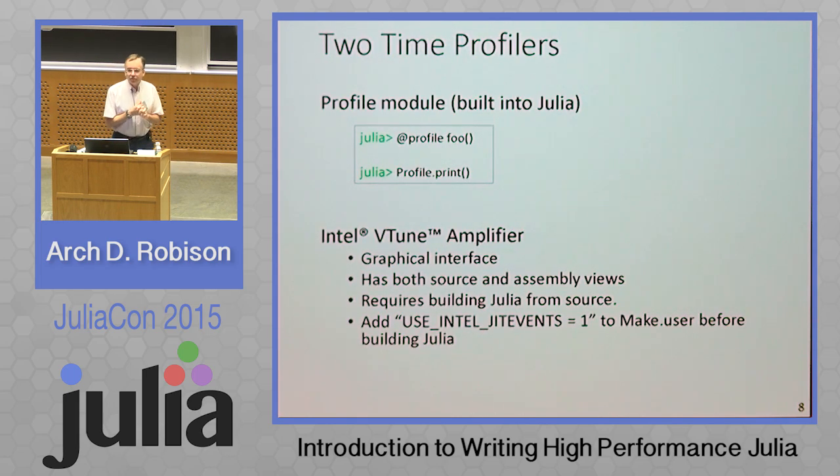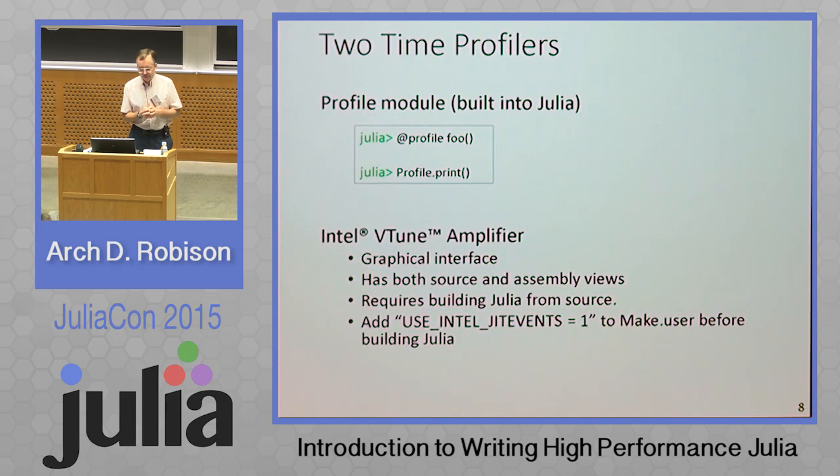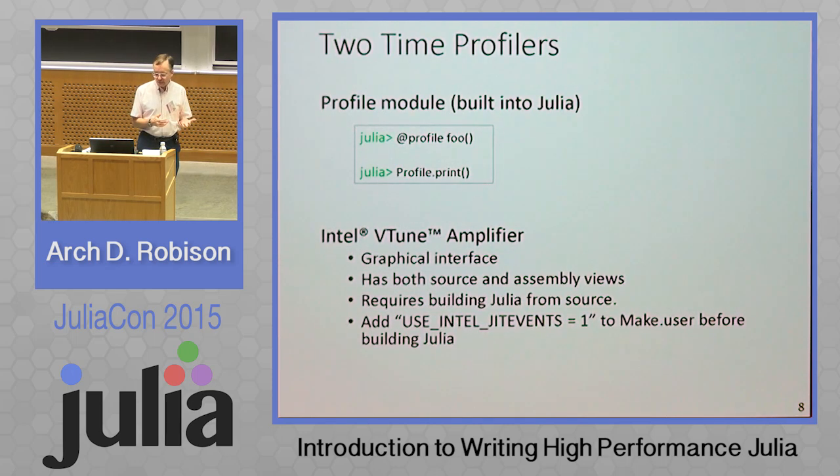Now, there are two ways to do time profiling of Julia programs. There's the profiler built into Julia, and it's very easy to use. You can just say @profile in front of some expression, and it'll run the expression and do a bunch of profile counting. Then to dump the profile, you can say Profile.print. Usually the trick, if you're not intending to profile the just-in-time compiler, is to run your program once, then clear out the profile counters, then run the profile again.